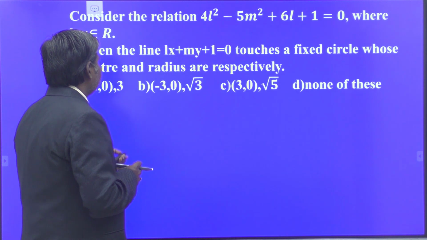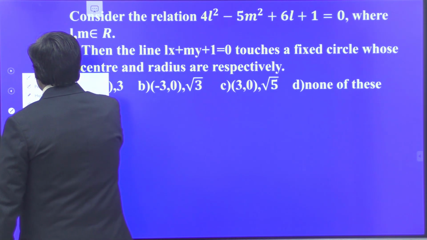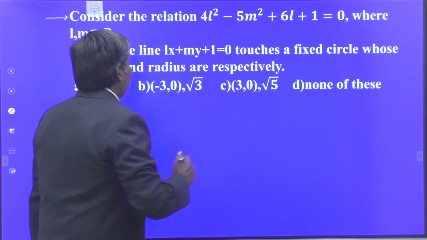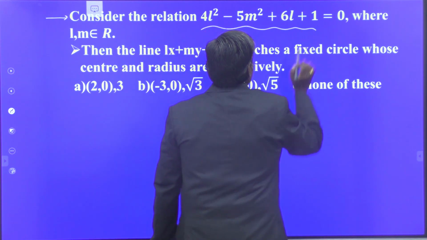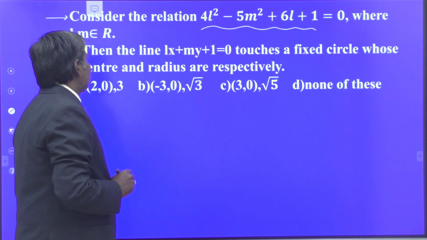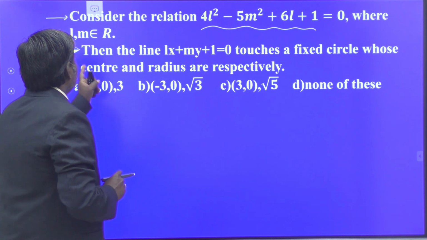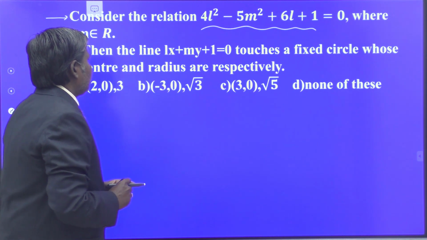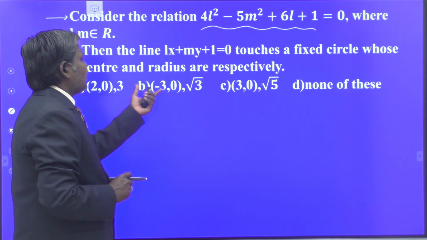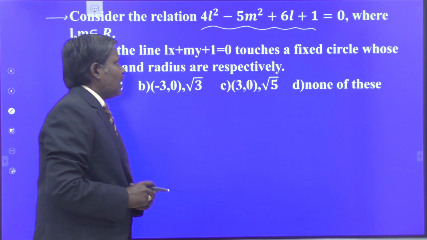See the paragraph. This is the paragraph. Consider the relation. One relation is given to you, my dears. This is the relation: 4l square minus 5m square plus 6l plus 1 equal to 0, where l, m belong to R. Then the line Lx plus My plus 1 equal to 0 touches a fixed circle whose center and radius are respectively what?